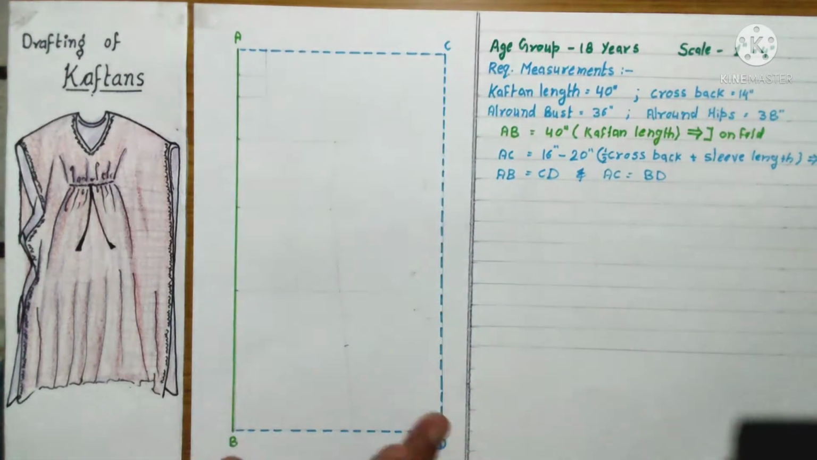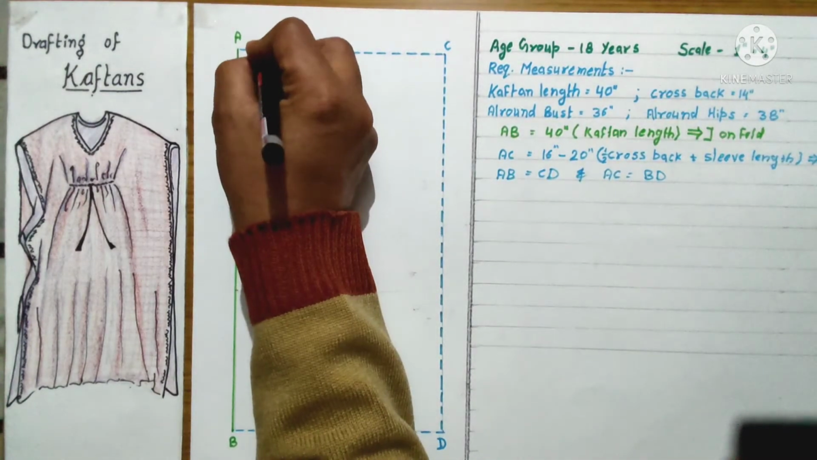That means this is equal to this. This is a rectangle now. So let's start with the process. First we'll mark the neckline.